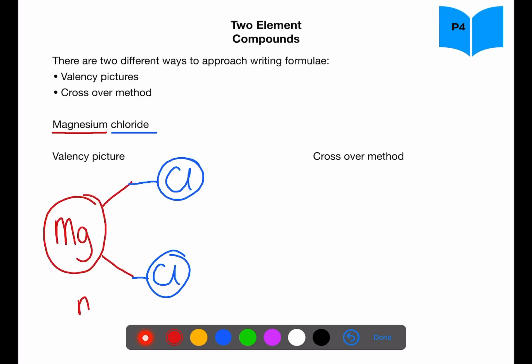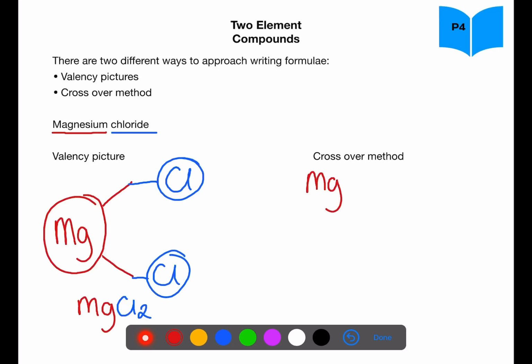You then count up what you have in front of you in the picture, and this is your formula, MgCl2. The valency picture is the working. MgCl2 is the formula. Looking now at the crossover method.